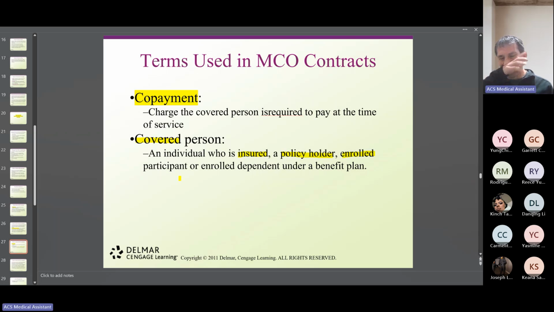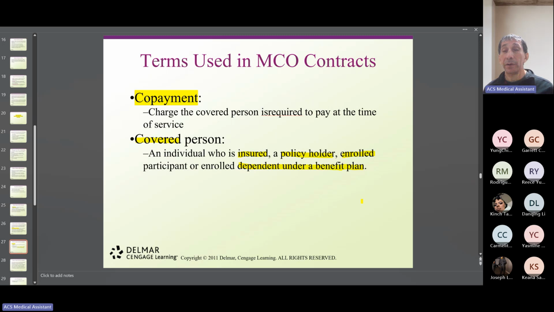That's a covered person. Now, also, if you are a dependent under that benefit plan, you also are covered because you are covered for benefits. Your name is there. So that's basically what it is. So someone who has insurance, whether you are the policy holder, the insured, the enrolled, or whether you are a dependent under someone else, the policy holder.